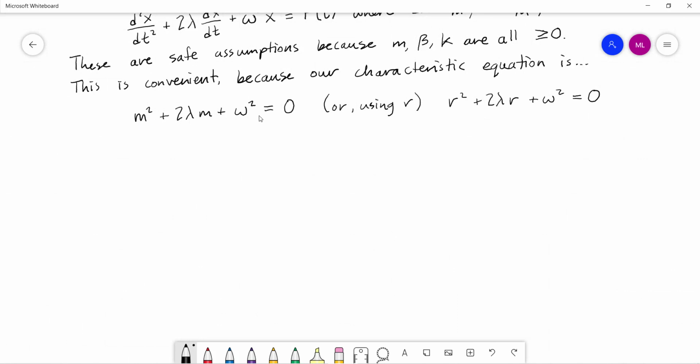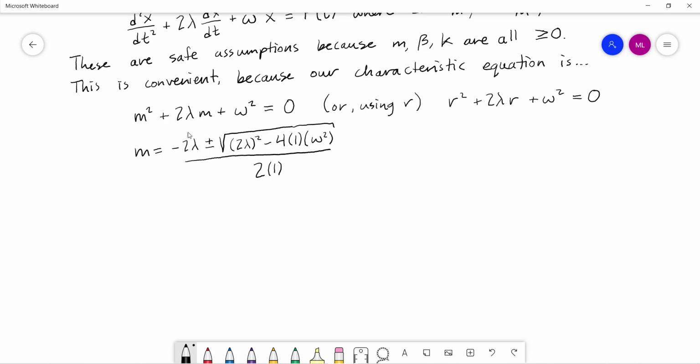We can just plug directly into the quadratic formula to find that m is equal to, remember, the quadratic formula says negative b, and in this case our b is the coefficient of the middle term, so negative 2 lambda, plus or minus the square root of b squared, so 2 lambda squared, minus 4ac, so minus 4 times the coefficient here is 1, the coefficient here is omega squared. So there's that term, all over 2a. Okay, so there is what the quadratic formula looks like.